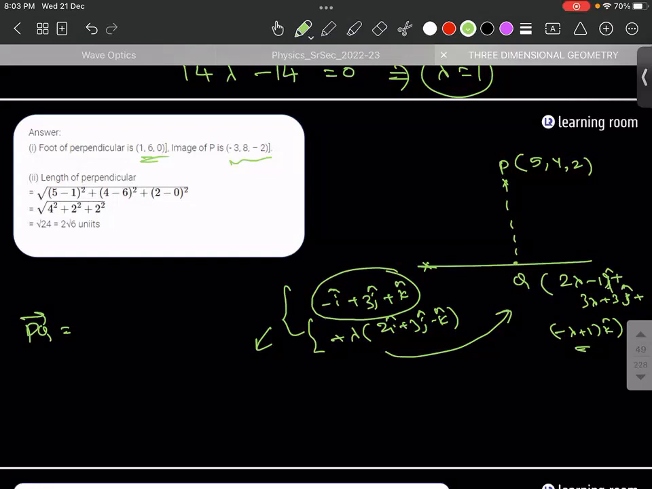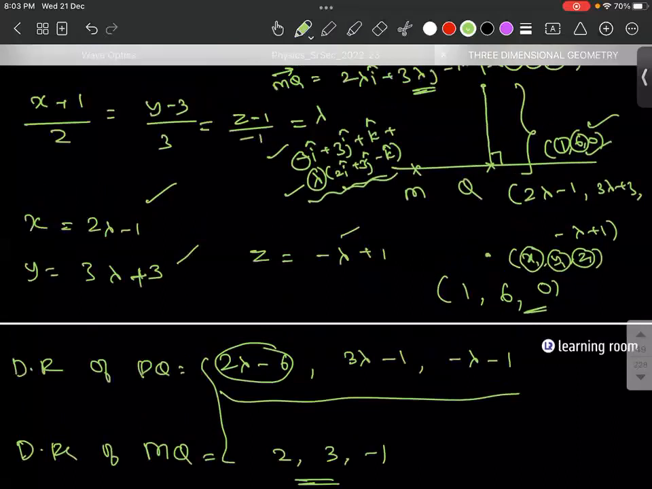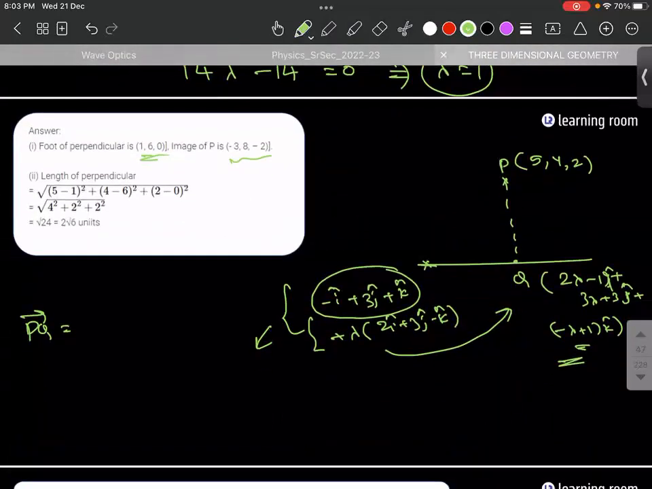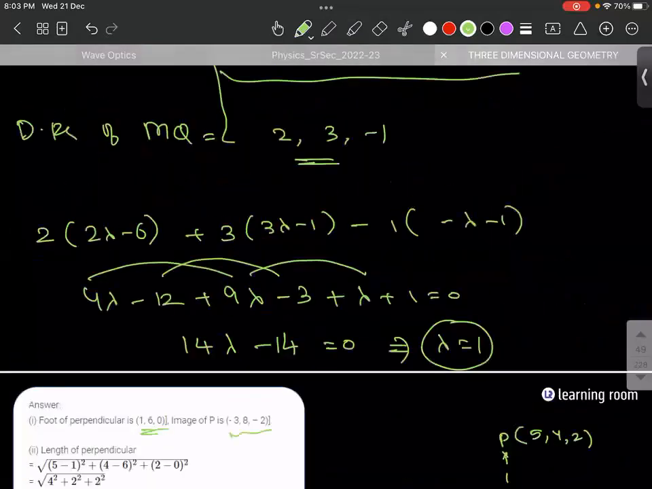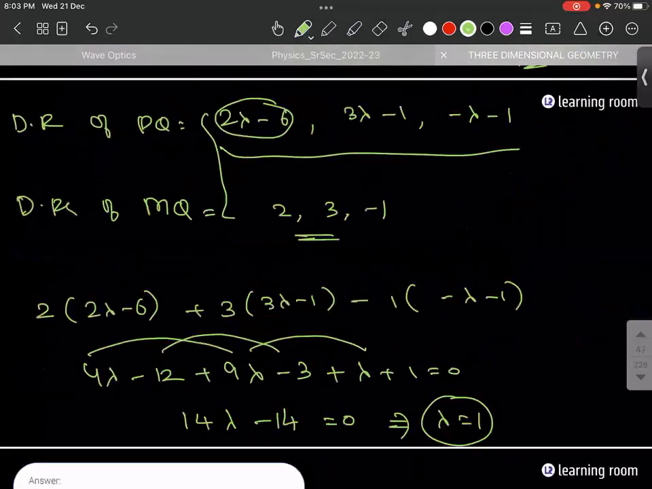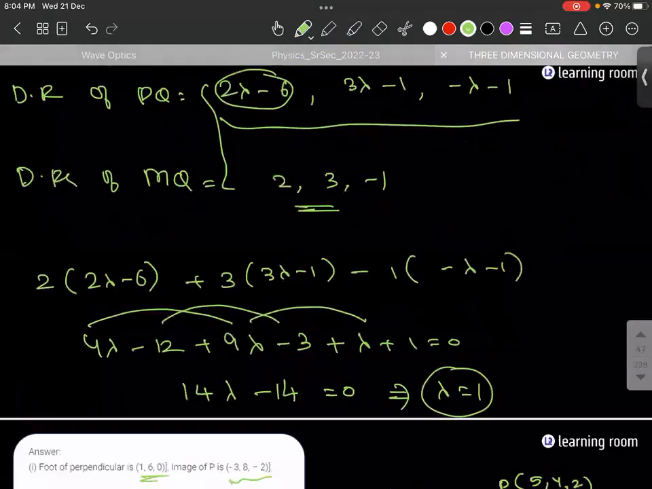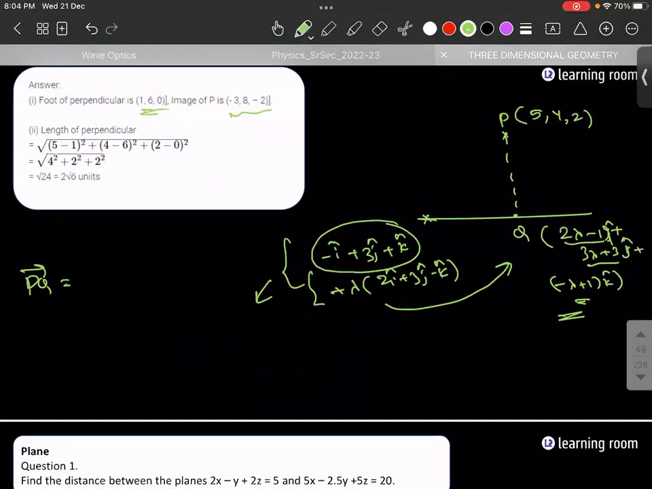It's the same thing. You can do that. That is what we actually did. See, the only difference is I wrote it as 2 lambda minus 1, you wrote it as (2 lambda minus 1) I cap. I wrote 3 lambda plus 3, you wrote it as (3 lambda plus 3) J cap. Minus lambda plus 1, you wrote it as (minus lambda plus 1) K cap. That's it. You just added the vector notation. Understood, sir. Both are the same.